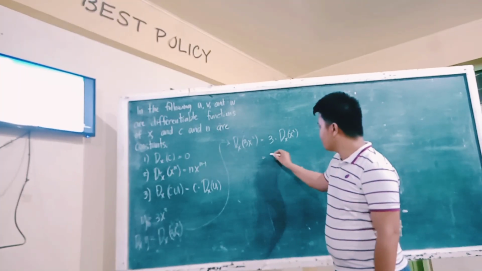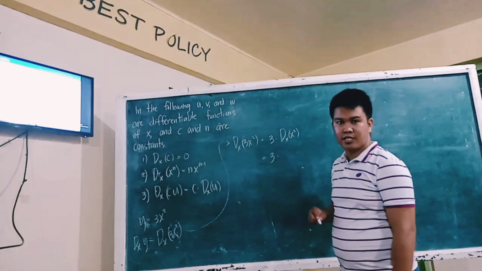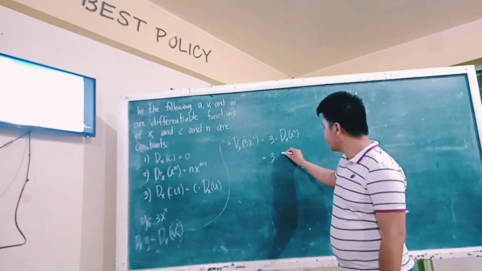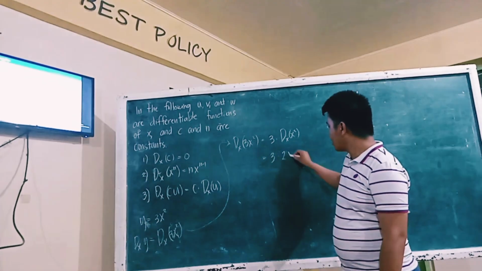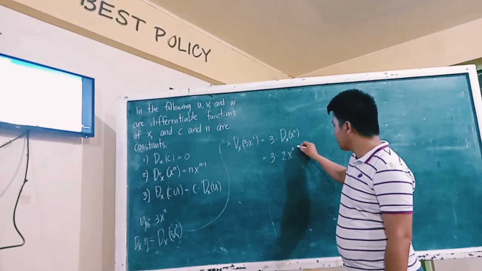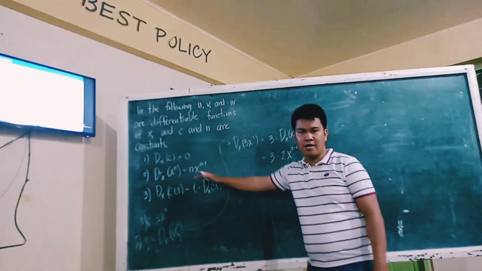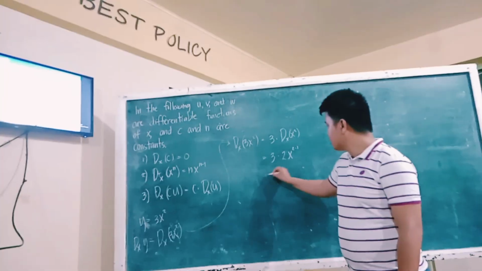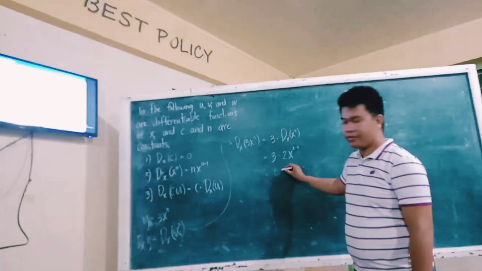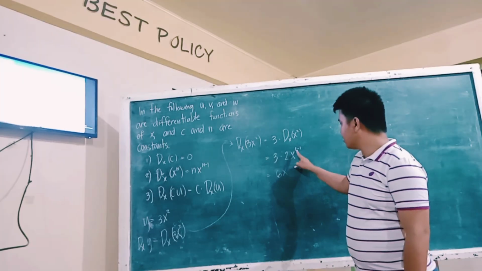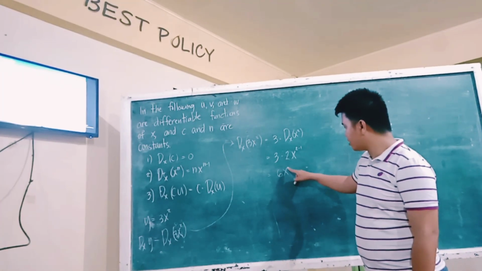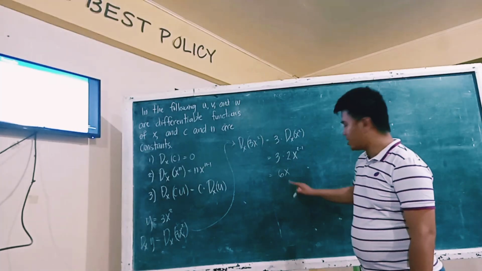So we have 3 times, since n here is 2, we can now have 2 times x raised to the power of 2 minus 1 from this formula. And then, simplifying, we have 6, and then we have x. And then 2 minus 1 is 1. So we'll not write 1 here. So the answer is 6x.